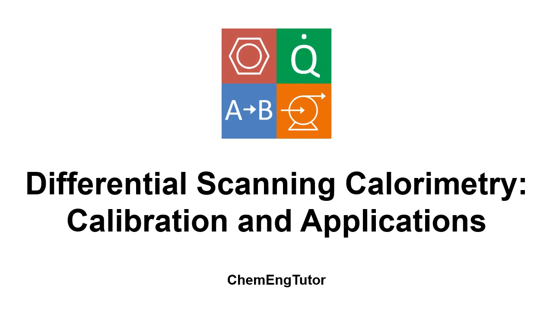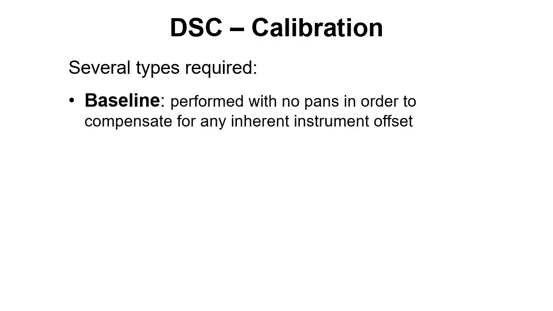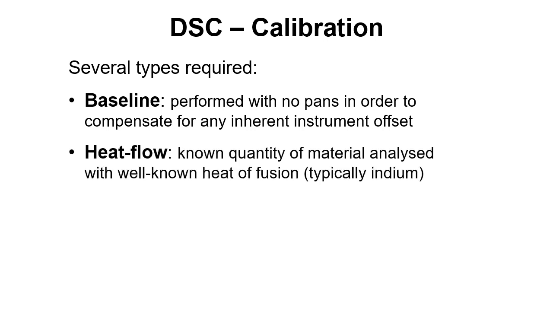In this video we're going to take a look at the calibration and applications of DSC. So in terms of calibration, there are several different types of calibration that we need to do. So there's the baseline calibration, and this is performed where the instrument contains no sample pan or reference pan, and it allows us to compensate for any inherent offset in the instrument.